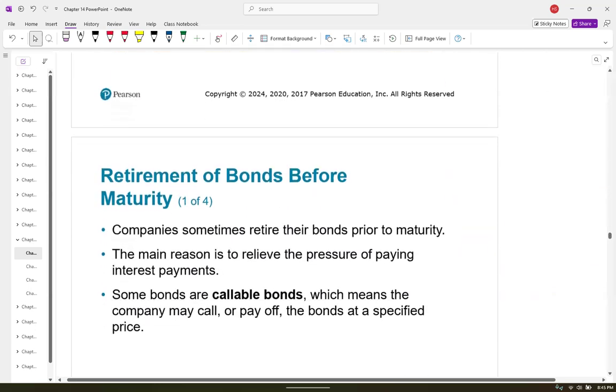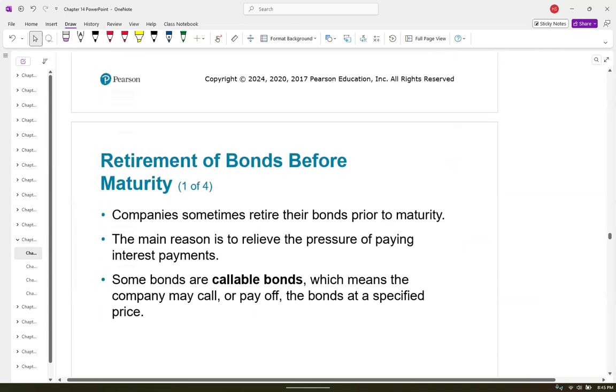Some companies retire their bonds prior to maturity. The main reason could be to relieve pressure from paying interest payments. Some bonds actually have a callable feature. So they may have a feature in there to call a bond. And a lot of times they'll use that call feature if interest rates go up or down. It might benefit them to call the bond in, take a big hit on the value of the bond right then, and then reissue the bond because they could reissue it and get a better interest rate.